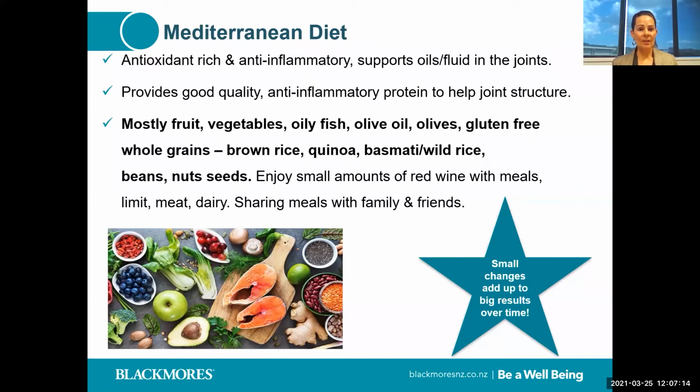Also, there's protein in fruits and vegetables, and also a combination of vegetarian like beans and rice. Fruit and vegetables is very important. Oily fish, olive oil, olives, gluten-free whole grains like brown rice, quinoa, basmati, wild rice can help with your complex carbohydrates as well as protein combinations, and beans, nuts and seeds. Enjoying small amounts of red wine with meals can help your stomach acid, but of course not too much, because that's going to create inflammation and pain if a large quantity is consumed. Limit meat and dairy, and sharing meals with family and friends is important for that holistic company and well-being. And the small changes add up to big results over time.